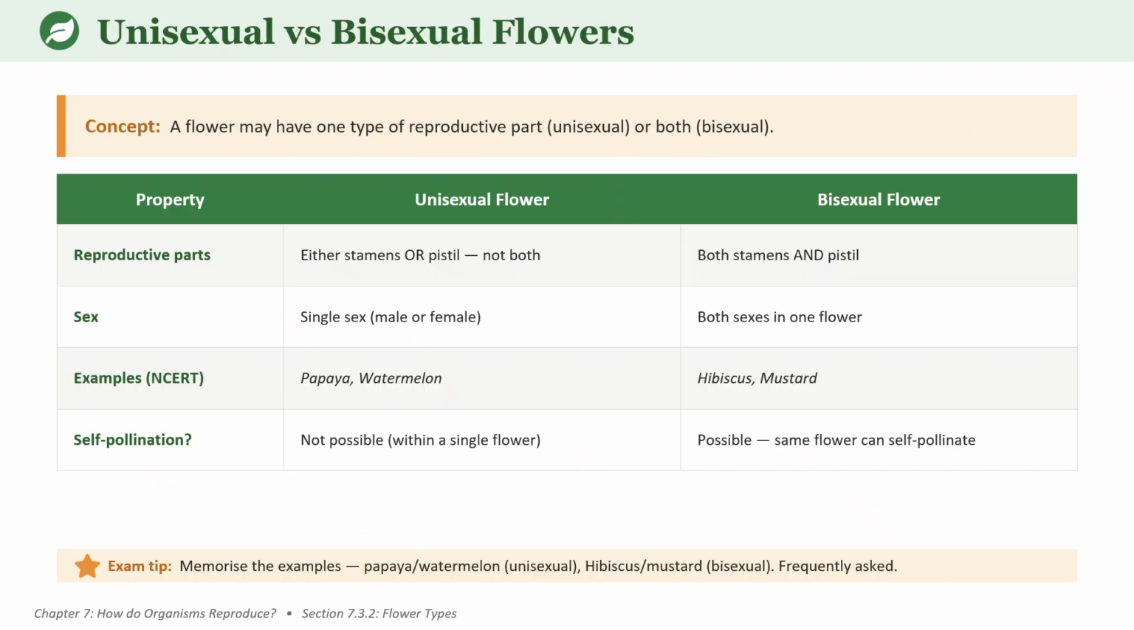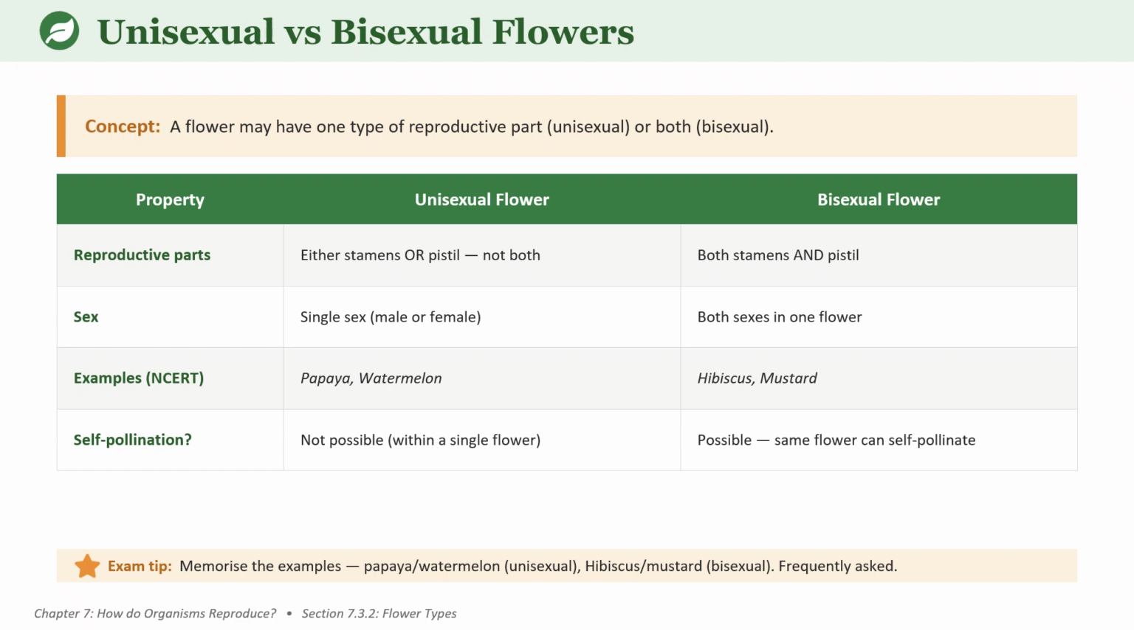Next, we are going to see unisexual and bisexual flowers. In some flowers, you could have seen both the male and female reproductive organs. But unisexual flowers are flowers that will have either stamens or pistils, but not both. So the characteristics: male and female flowers are separate and self-pollination is not at all possible inside the same flower.